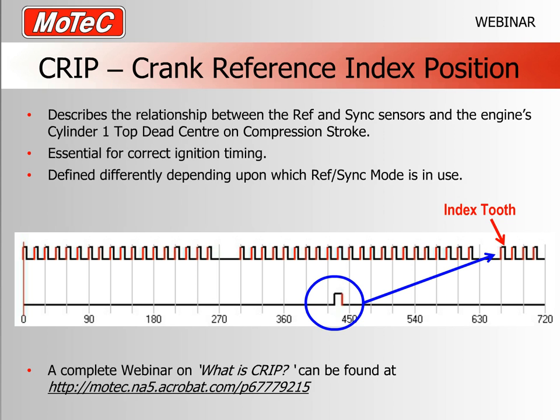And it is absolutely essential that this number is correctly set so that the ECU triggers each ignition coil at the appropriate time. Of course, if this number is wrong, your ignition timing will be wrong as well. So again, we're not going to go into detail about how to do this. Simply the term CRIP, or Crank Reference Index Position, is one that is essential for correct ignition timing, and it varies depending on which Refsync mode is in use. We have a very good webinar on this topic, and if you are suffering from some confusion here, I suggest you take a look at that webinar.